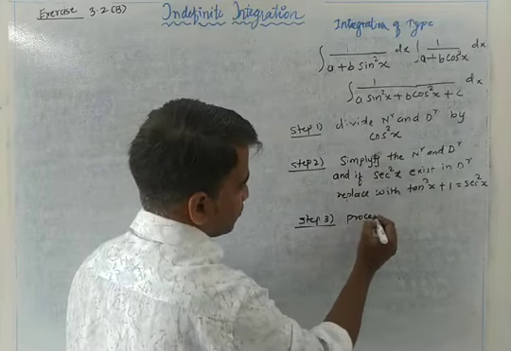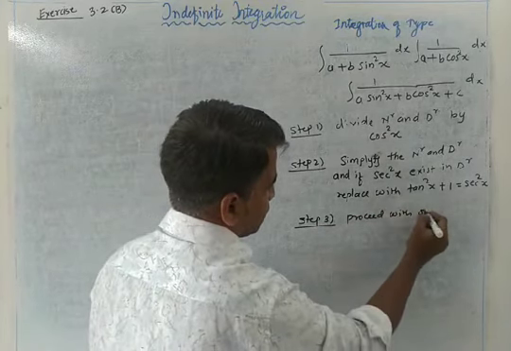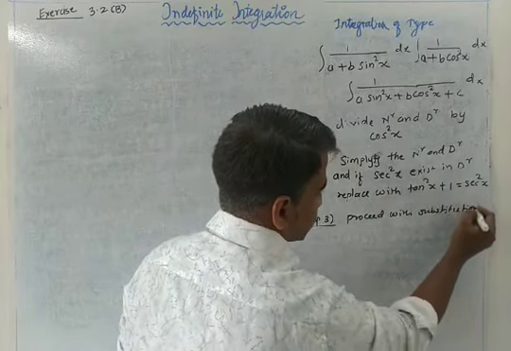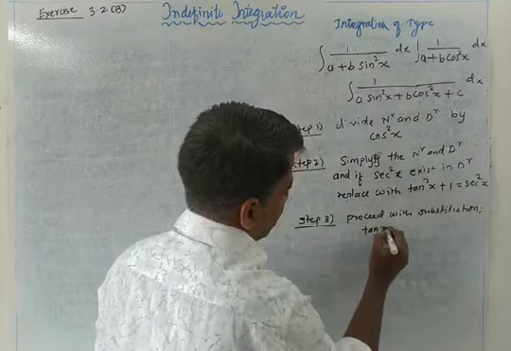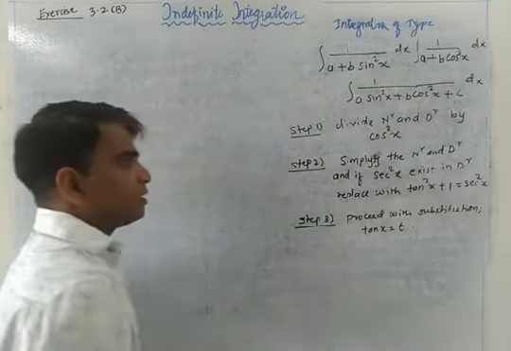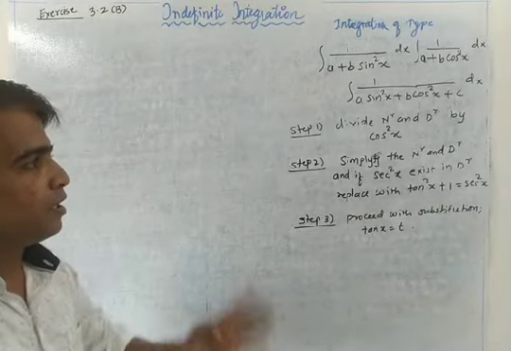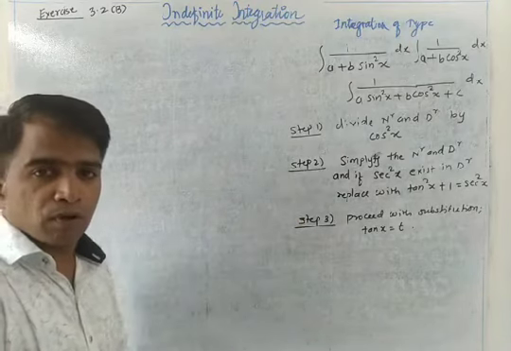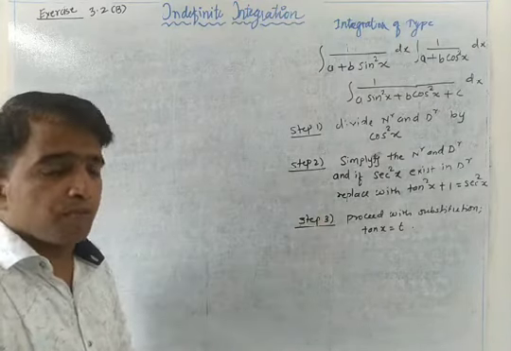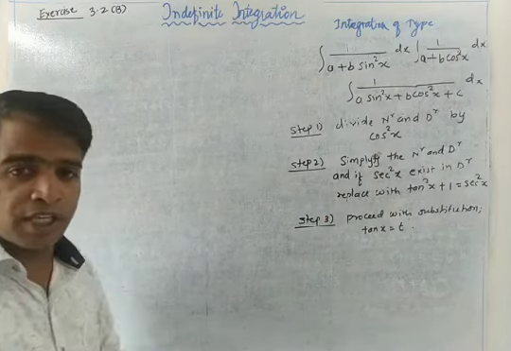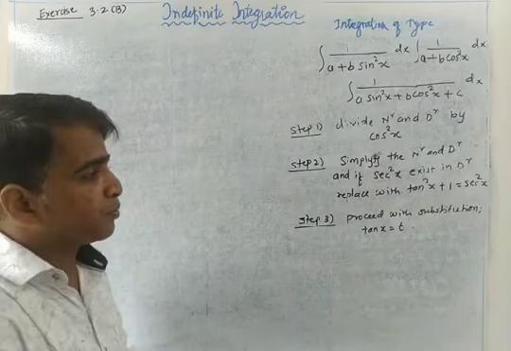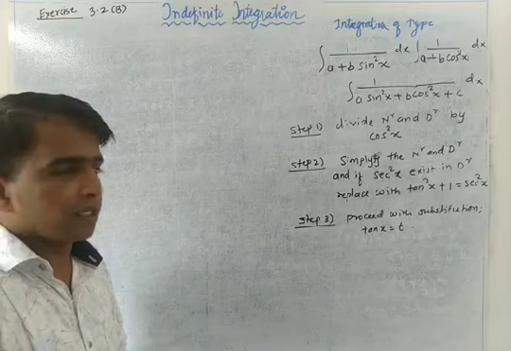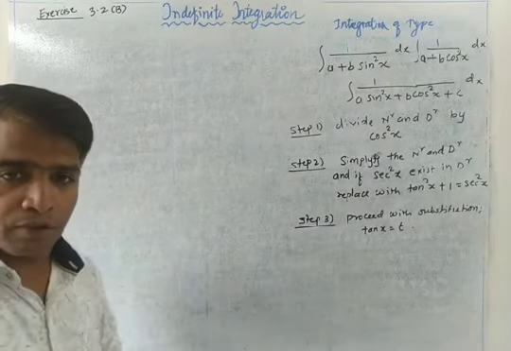And now step 3, proceed with substitution tan x is equal to t and simplify the question. So this is the standard form for this pattern. First we divide by cos square, then we do the simplification. In that simplification, if sec square x exists in the denominator, we replace it with tan square x plus 1, proceed with the substitution tan x is equal to t, and then find the solution of that question.